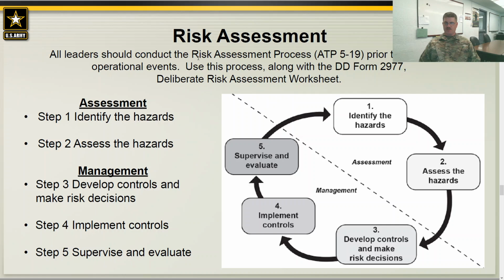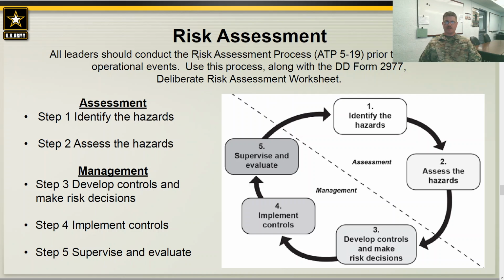Next, you will assess the hazards. You will assess them for their impact on overall mission readiness or capabilities. The third step, you will develop controls and make risk decisions. Fourth, you'll implement those controls. And then finally, step 5, you'll supervise and evaluate.